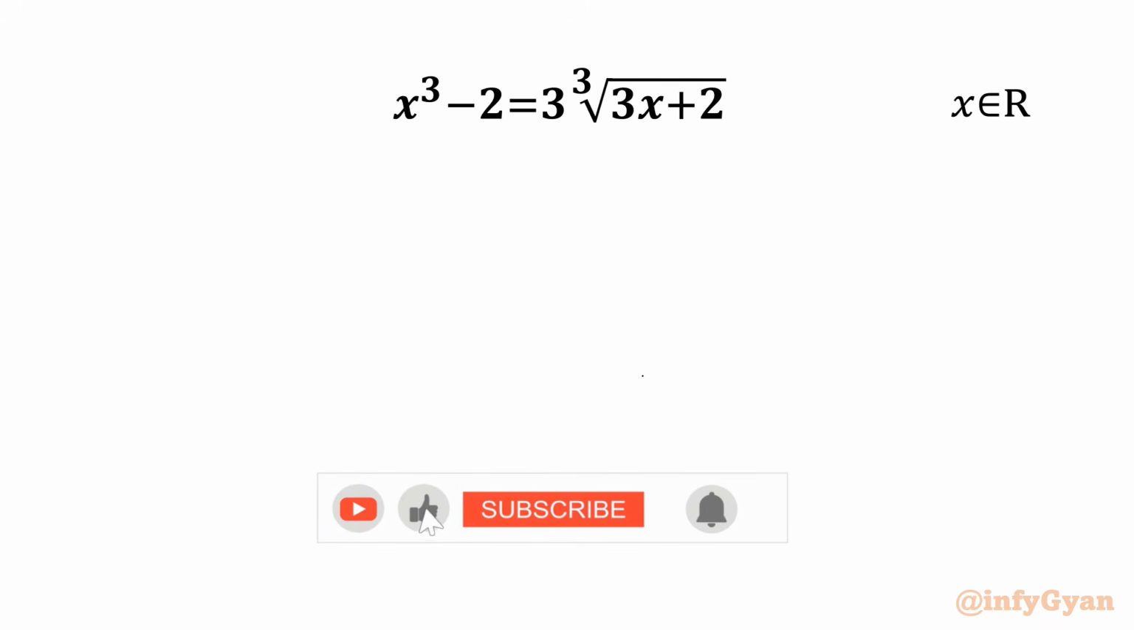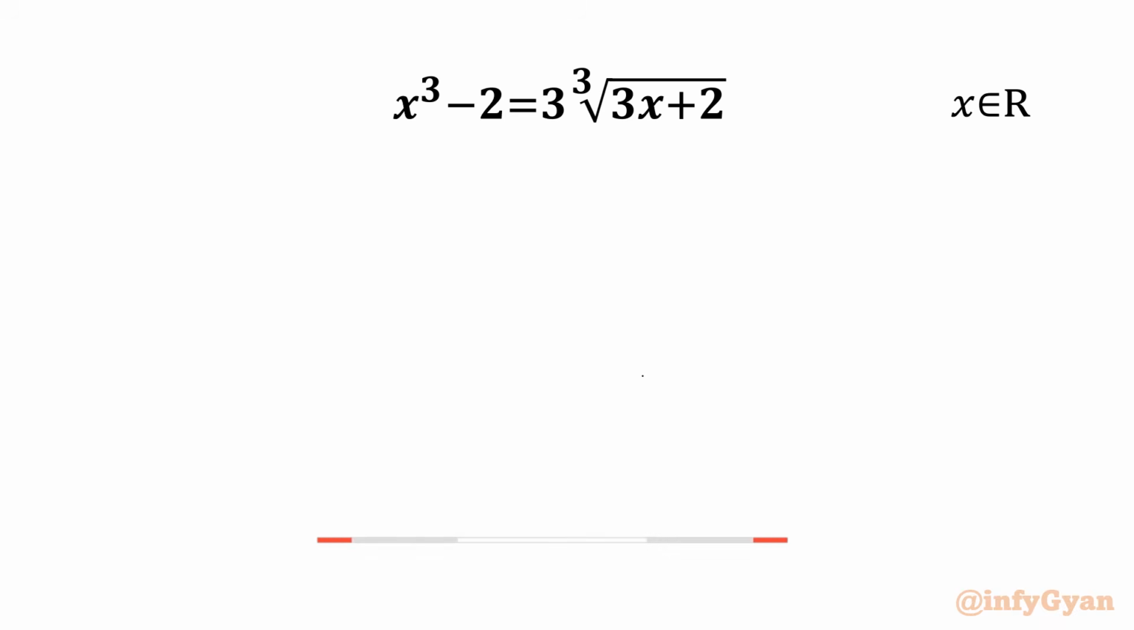Today in this video, we have one very interesting and challenging radical equation: x cube minus 2 equal to 3 times cube root of 3x plus 2, which we will be solving for real x. So let's get started. Most students will immediately cube this equation, but that actually makes the problem much harder. There is a much smarter way that solves the equation in a few minutes. Can you spot it? Now you may pause the video and try this equation by yourself first.